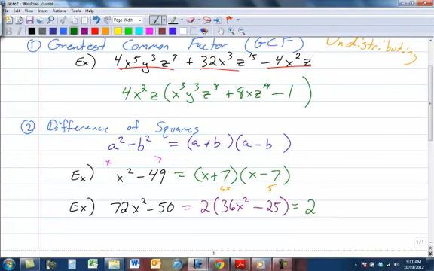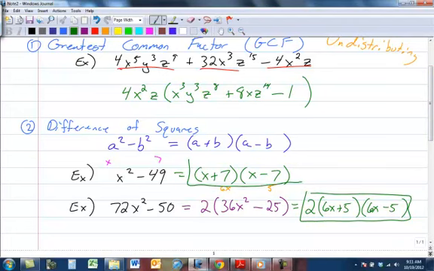So, factor this, our final answer. The 2 has got to come along with two sets of parentheses. And it's going to be 6x plus 5 and 6x minus 5. This is the factored form. Box my answers here.